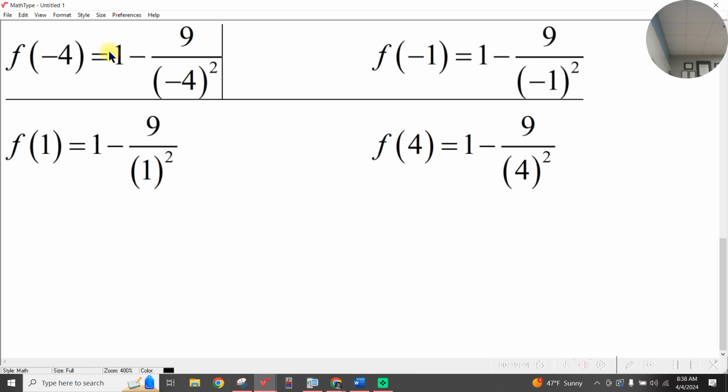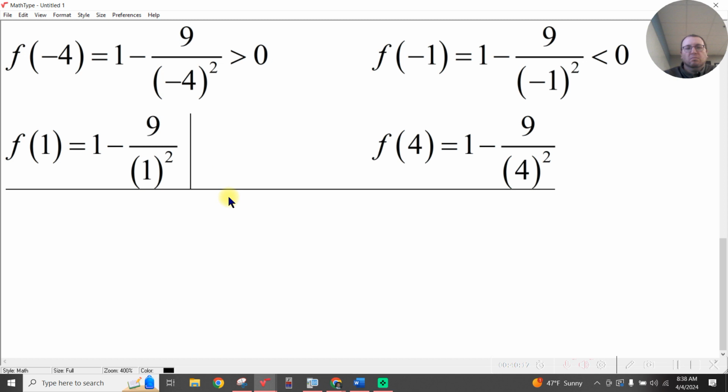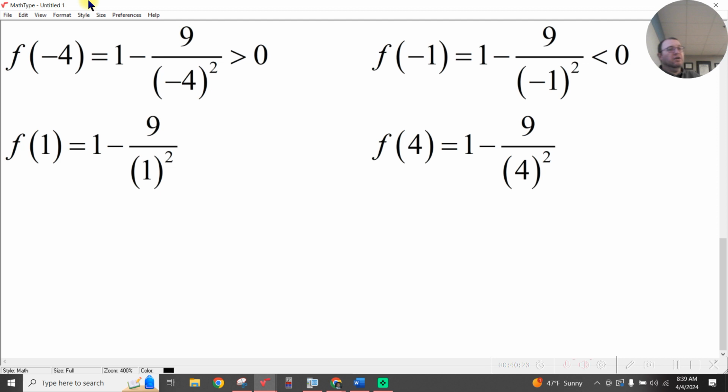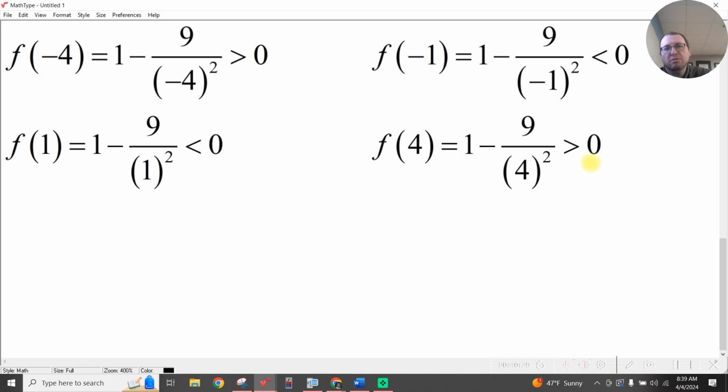So plugging in negative 4, I got 1 minus 9/16, which is 7/16, but all I really care about is I plug that in the calculator and I get something that's positive. Negative 1: 1 minus 9 over negative 1 squared, that's 1 minus 9, that's negative. And again, you notice how you're like, oh, positive, negative, I bet the next one's positive. Well, we got 1 minus 9. That's negative. And then here, 1 minus 9 sixteenths again, so that's positive. So we got positive, negative, negative, positive.